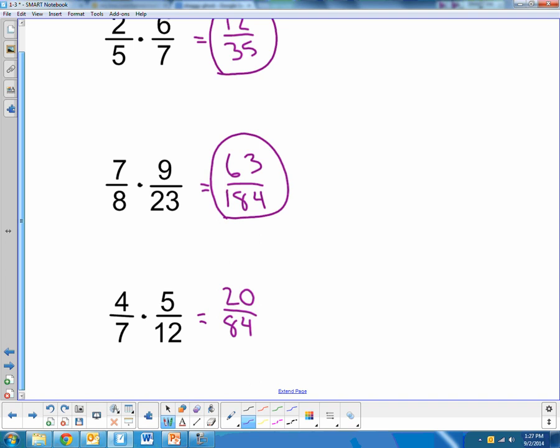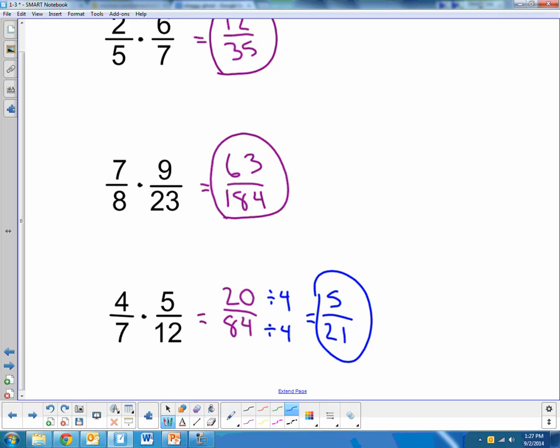We can reduce this. They are both positive numbers, 4/7 and 5/12, which means the answer is still positive. We can divide them both by 2. We can divide them both by 4. Since I can divide them both by 2, and I can divide both these numbers by 4, I'm going to choose the larger one. I'm going to choose the greatest common divisor. I'm going to divide them both by 4. 20 divided by 4 is 5, and 84 divided by 4 is 21. And we got 5/21 as our final answer.